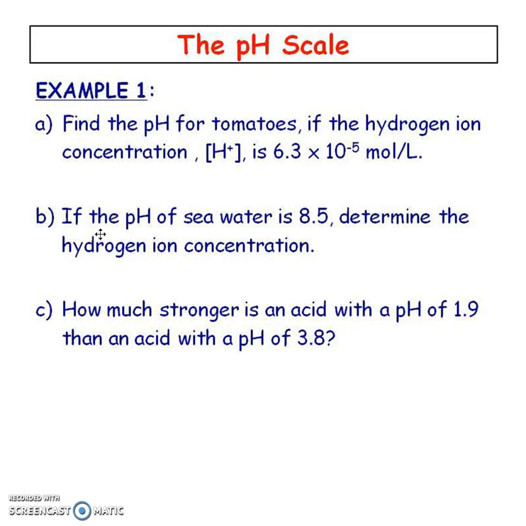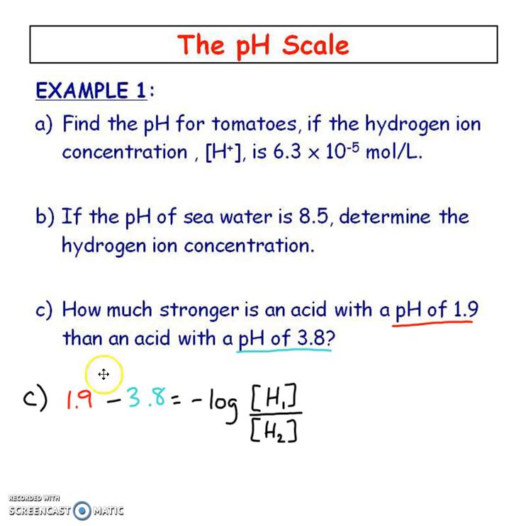C is going to be a little bit more difficult, okay, because they've actually given us the pH of two things, and they want us to compare them. So how much stronger is this pH to this pH? So what I'm going to do is I'm just going to show you with the exact same equation, the pH is calculated by subtracting the stronger one minus the less strong one. Okay, so this one is more acidic and this one is less acidic. So we're going to take this minus this is equal to negative log of the H, okay, the hydrogen ion concentrations.